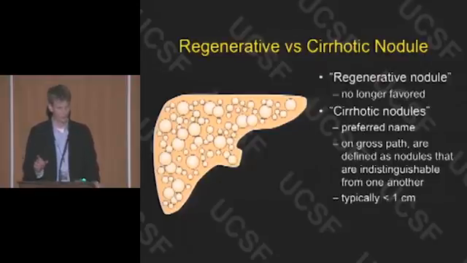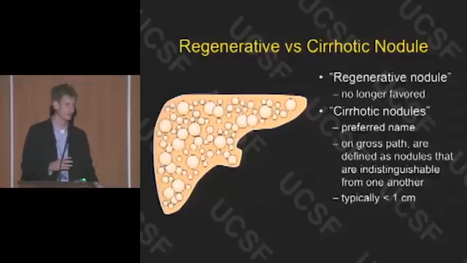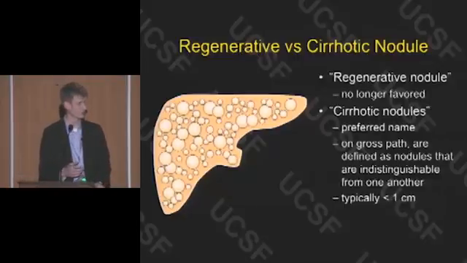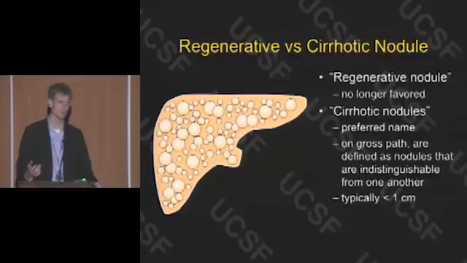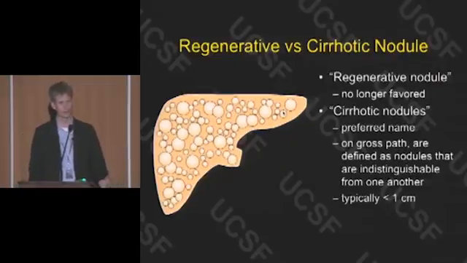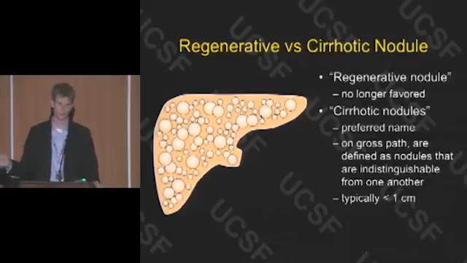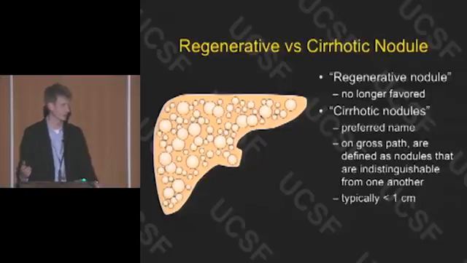I want to focus a minute here on the difference between a regenerative nodule and a cirrhotic nodule. I think these terms, I was confused about them for a long time, are very confusing in the community. We oftentimes use the term regenerative nodule to describe all of these background nodules in the liver that all look the same. Okay, so the terminology that people are trying to use now is that these are cirrhotic nodules. Cirrhotic nodules are all those nodules you see that all look identical and make up the background of the liver. So that's what we use the term cirrhotic nodule for.